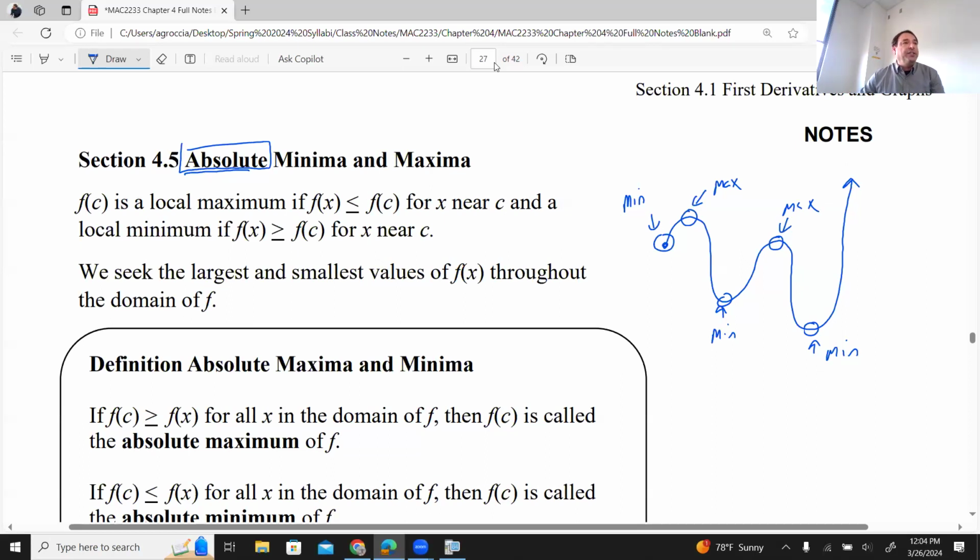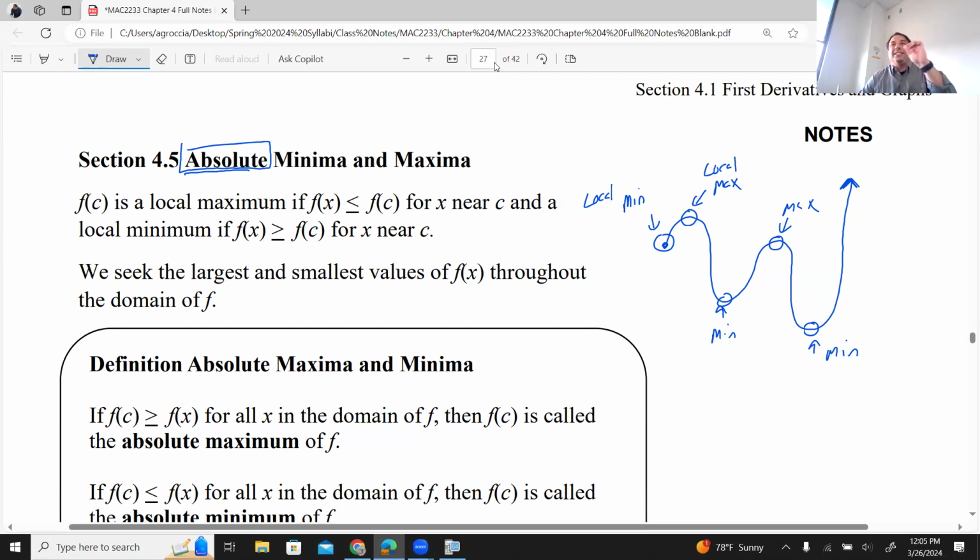Okay, so let's go through each one again, and your choices are local or absolute. So this min is a local or absolute? Local, it is not the lowest point in the entire graph. This max, absolute or local? Now, is it the highest max? Absolutely. But is it the highest point? No, because there's an arrow and this graph goes up forever. Is this the highest point in the entire graph? No. So this is only a local. Now you're understanding what absolute means.